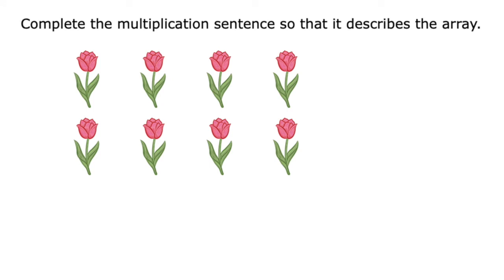Here we have some flowers that have been planted in an array. Please tell me the equation for this array. So the most common response would be 2 times 4 equals 8. We see 2 groups of 4, and that gives us a product of 8. Or you could have written it as 4 times 2 equals 8 as well.